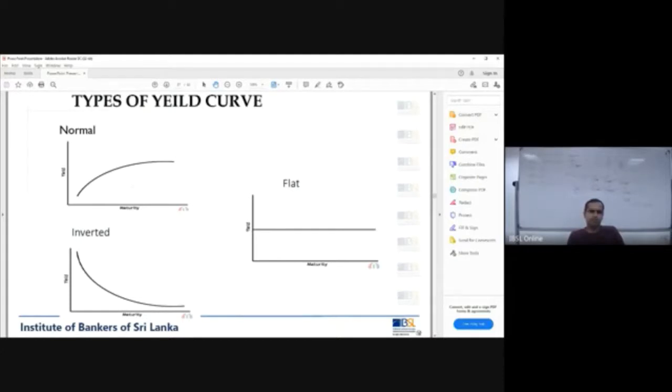Inverted yield curve. You expect interest rates to go down, right? Interest rates to go down. If that is the case, you will prefer to invest long term or short term.